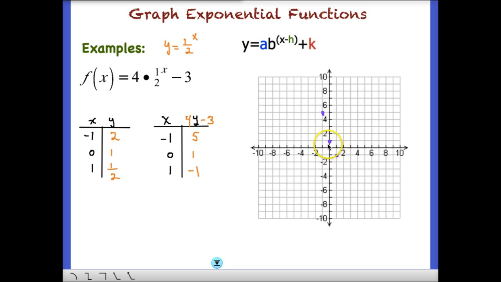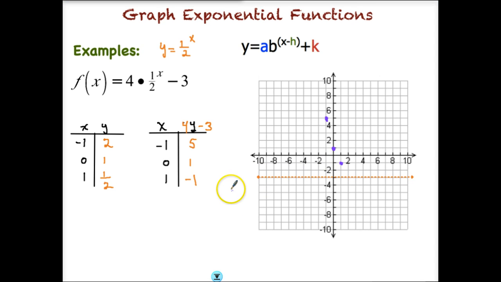Now notice this looks different. What's going on? Well, if you look at our b value, it's a fraction, so now we have a decay model. But you can see that without our horizontal asymptote, this would be hard to figure out how to graph. Well, remember that our horizontal asymptote is just going to be the k value, which is -3. So we know that we have a horizontal asymptote here at y equals k, or in other words, y equals -3. Now we can graph our points more accurately as we know where the guideline is going to be.